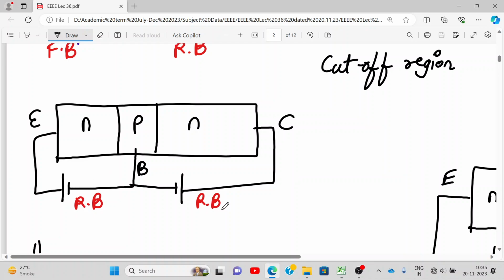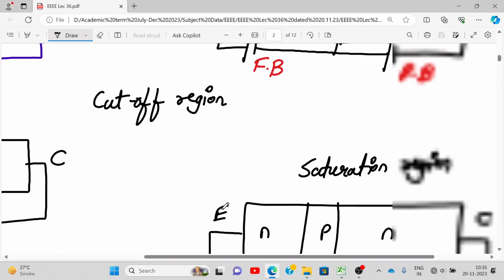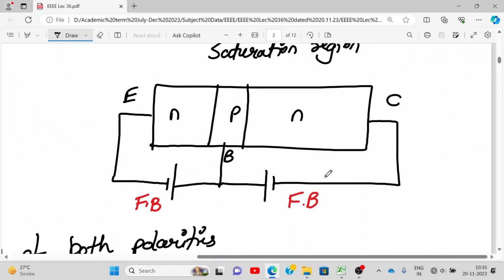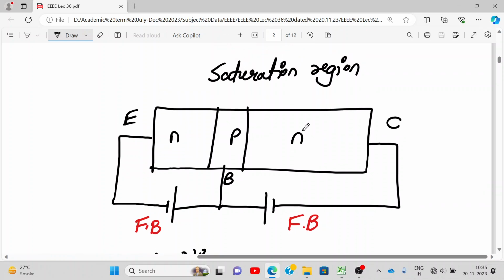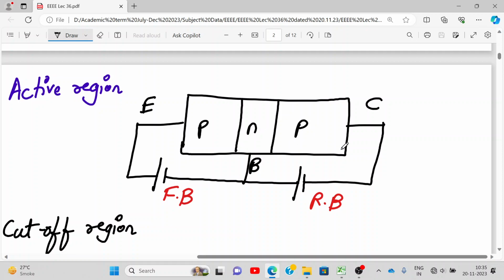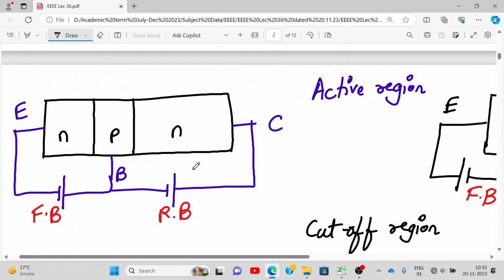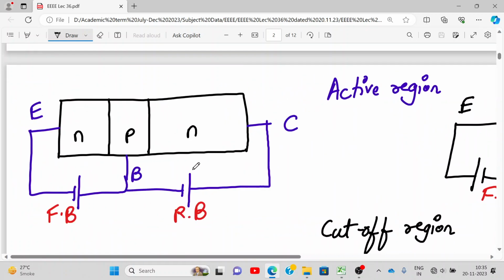In cutoff both are reverse bias, and in saturation both are forward bias. That's it. It's the way you connect the battery. P to N, you connect the P positive and N negative. So both are forward bias in saturation region. Okay, no need to draw now. And for P and P, it's a reverse. So your forward bias is like this, your reverse bias is like this. So you have only drawn one, right? That is enough in active region.